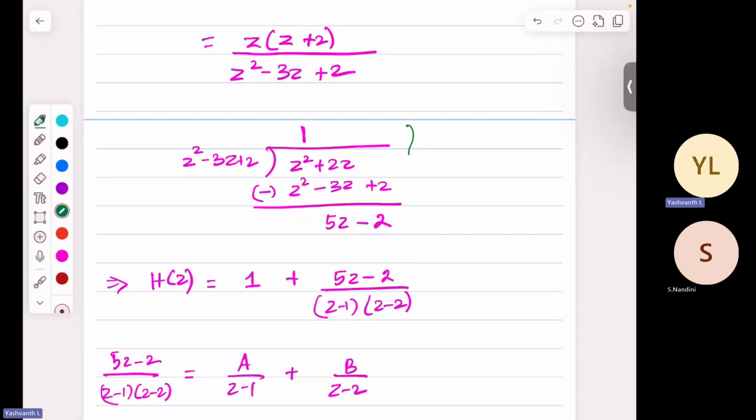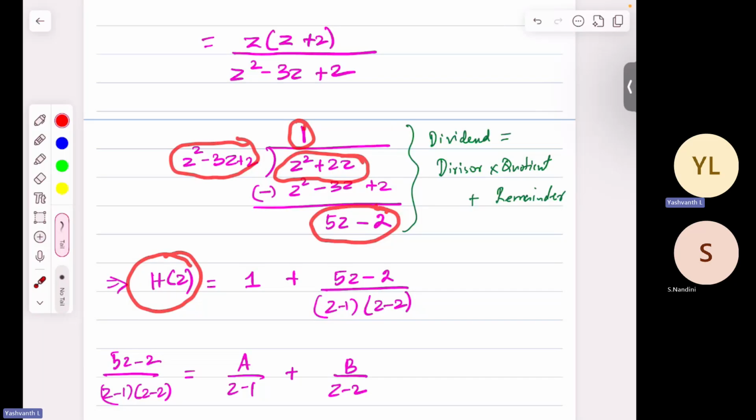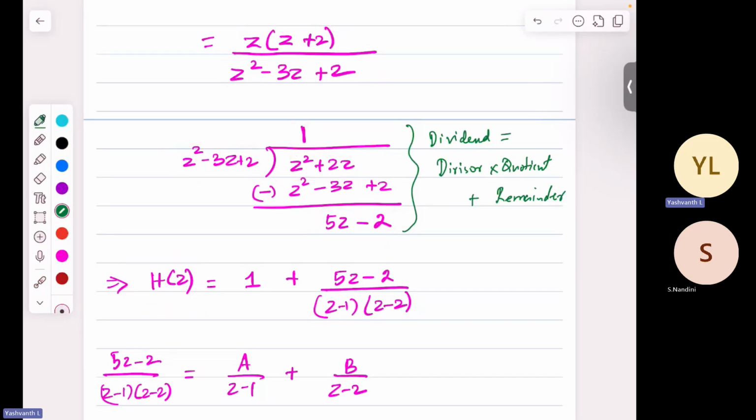So what do we know is that your dividend equals divisor into quotient, theorem of division, right? This is basically this: whatever is inside is called the dividend, and this is your divisor, 1 is your quotient, and remainder is 5z minus 2. Therefore, you can write your h of z, right? That is nothing but this number. Okay, so maybe I'll write one step before coming till here.